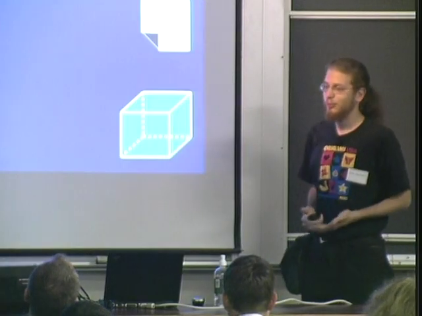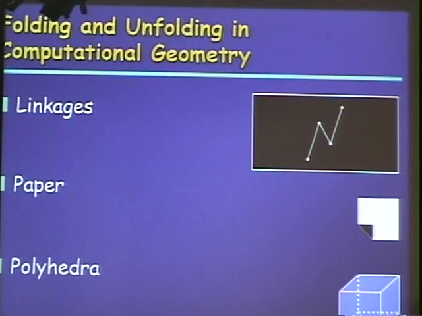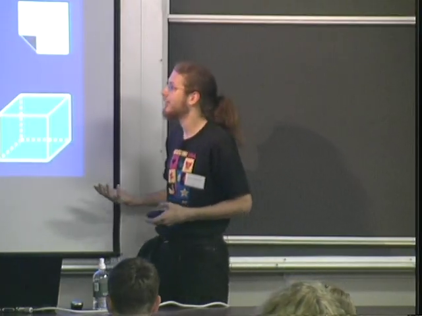Now, what are the mathematical questions that come out of all of these folding problems? Well, in general, you have some object, either a linkage or a piece of paper or a polyhedron. You define some constraints about how it's allowed to fold. And then you want to know, well, what shapes can you fold? What are the limits of folding? Are there good algorithms for folding, or is it computationally intractable?